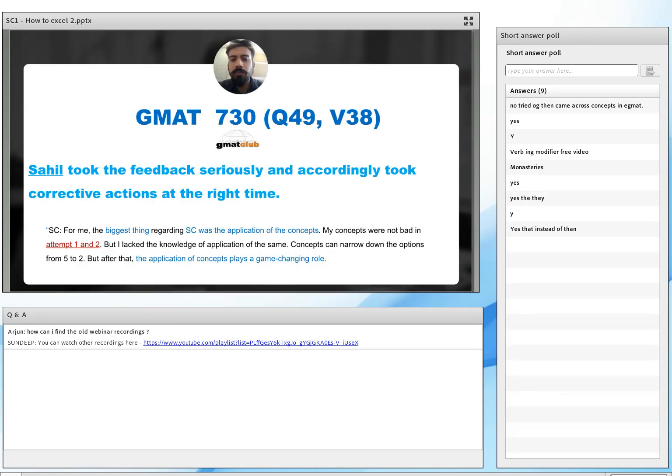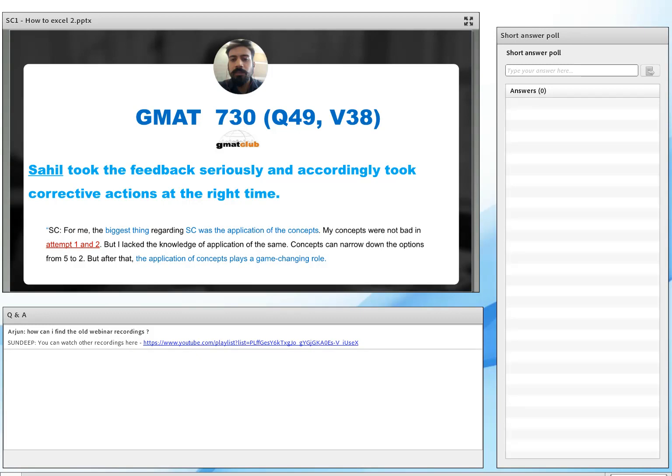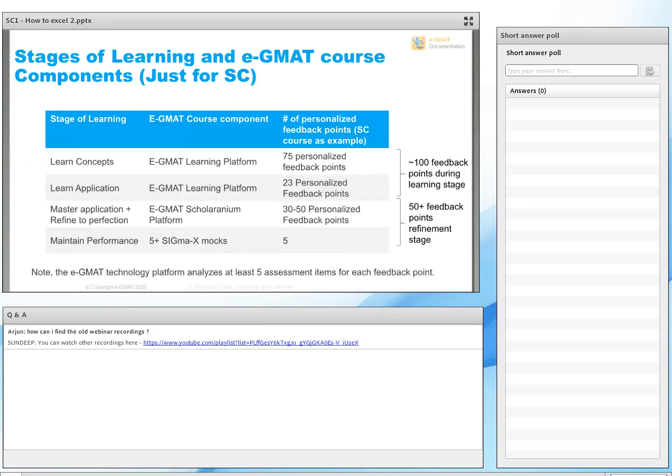Okay. And again, for him, it was the application that made a difference. Why? Because his concepts were there. He took the GMAT twice prior to joining e-GMAT, but he wasn't following the meaning-based approach. He wasn't applying the meaning-based approach, which is why he faltered so many times.